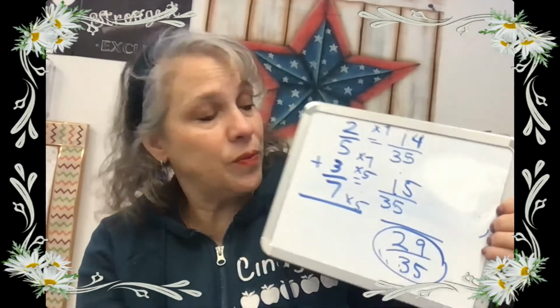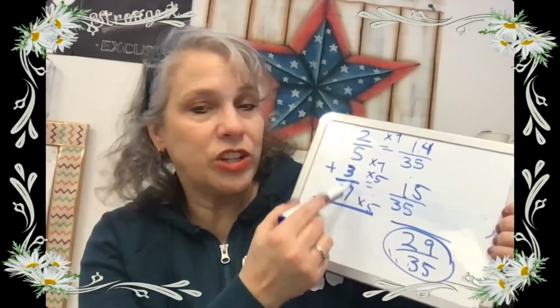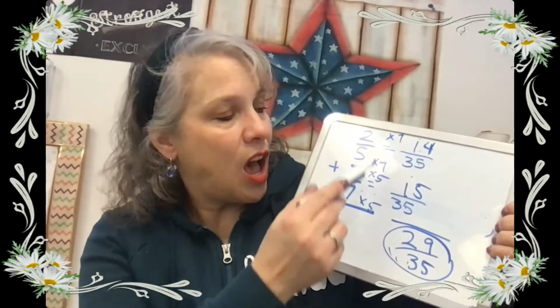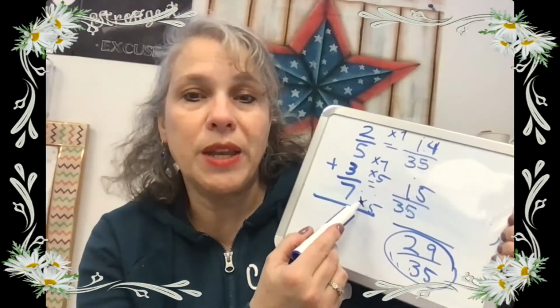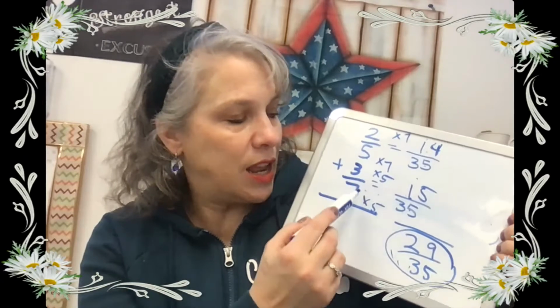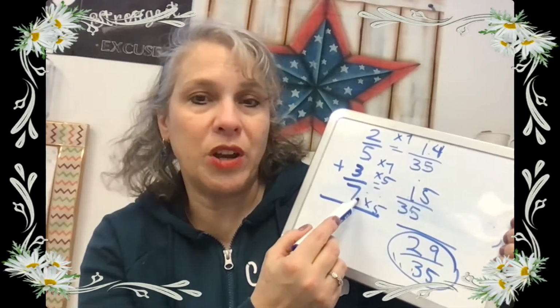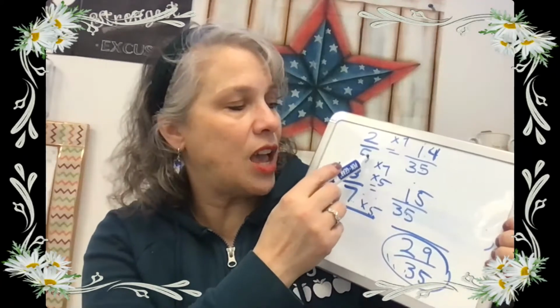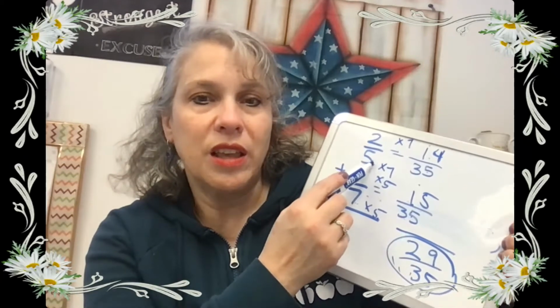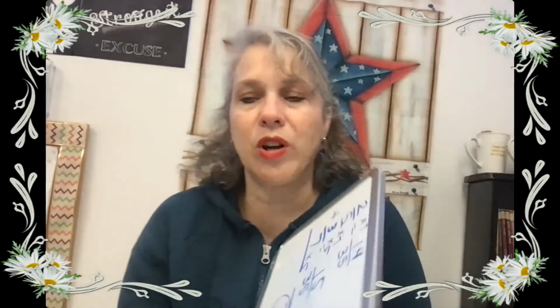So let's review. We have 2 different fractions, 2 different denominators. I find the least common multiple. And I did that by finding the multiples of the bigger number until I could get a number that the other number goes into. And that will work every time.